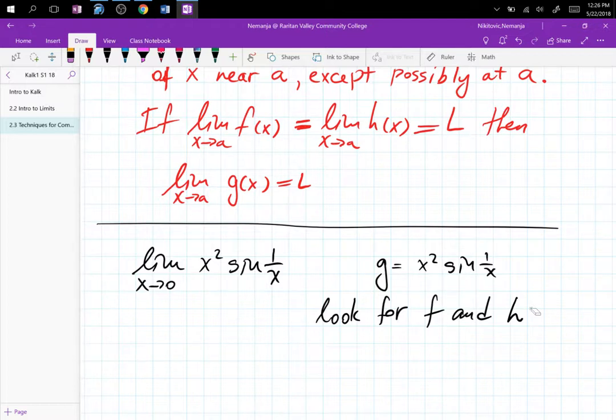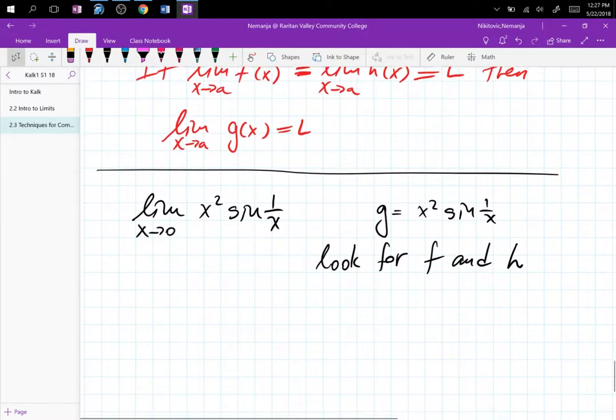Just think of the sandwich, like the real sandwich. You have a piece of bread, you put a piece of cheese. If you're allergic to cheese, put 2 slices, and then you have another piece of bread on top. So now, when you grab the sandwich, you are grabbing it by f and h. And wherever you move it, the g is squeezed in between and goes along with the sandwich. So we are looking for the 2 functions that are going to sandwich g.